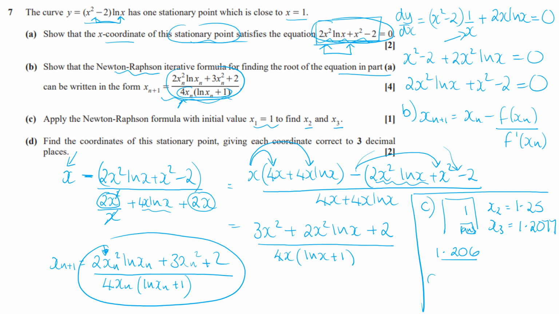Now in part D, it's asking us to find the coordinates of this stationary point. So we're going to use the root where it's settling down from our Newton Raphson, which is 1.206. And then to find the coordinate, what we need to do is put that 1.206 into this y equation, and that comes out to be minus 0.102, and that is the coordinate of the stationary point.